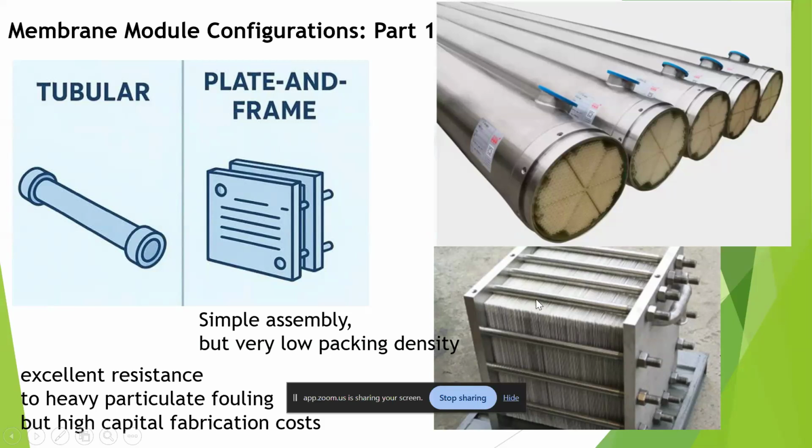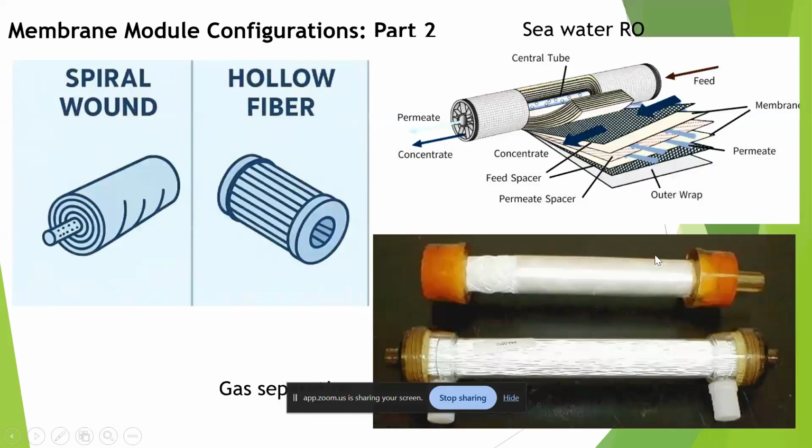The other one is a simple stacking of different flat sheets and making a frame to hold it. It resembles an electrolyzer stack, but the main disadvantage is that it has a very low packing density, which means the total area to be used is very less, which actually makes it less effective. The other two are very commonly used nowadays. One is the spiral wound, another is the hollow fiber module. These are the most widely used ones.